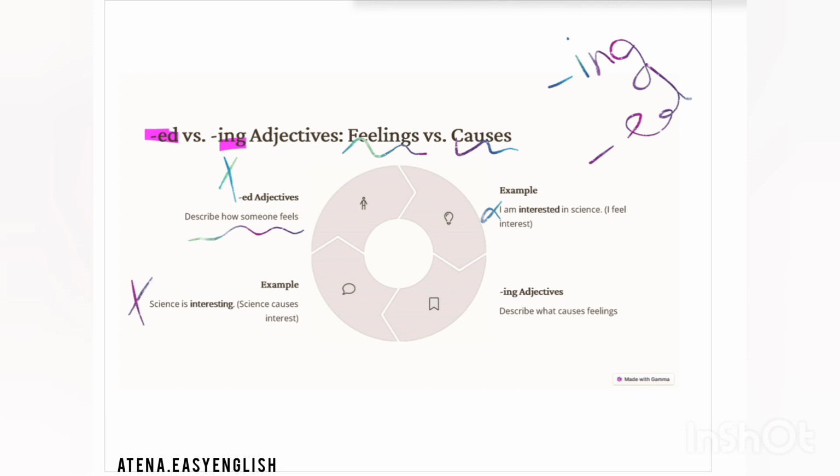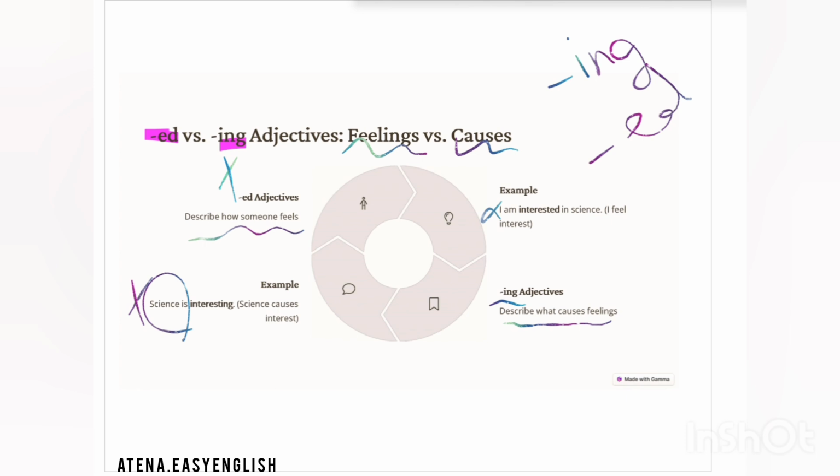But look at here. Science is interesting. Science causes interest. So the ing adjective describes what causes the feeling. What's the cause of the feeling? So the cause in here is the science, yes? So when it's about the feeling of a person, how someone feels, we use adjectives with ed. But when something causes the feeling, we use ing.